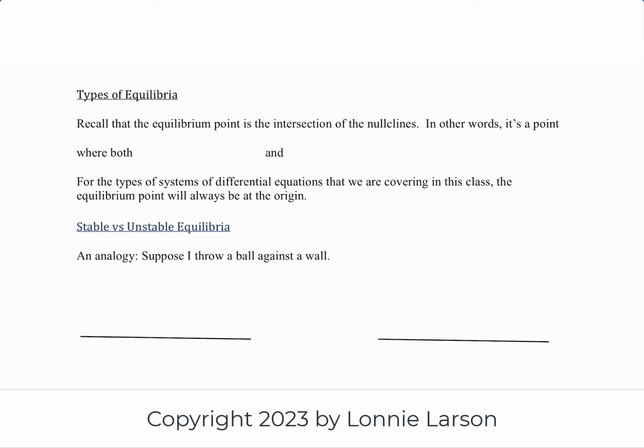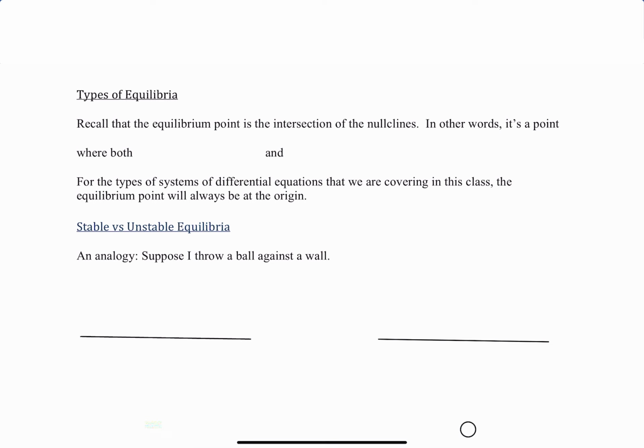We're ready now to talk about types of equilibria. By the way, equilibria is just the plural of equilibrium. Let's recall that the equilibrium point is the intersection of the null lines. In other words, it's a point where both dx1/dt is 0, so no motion in the horizontal x1 direction, and also dx2/dt equals 0. So no motion in the vertical or x2 direction. So it's a point where there's no motion at all.